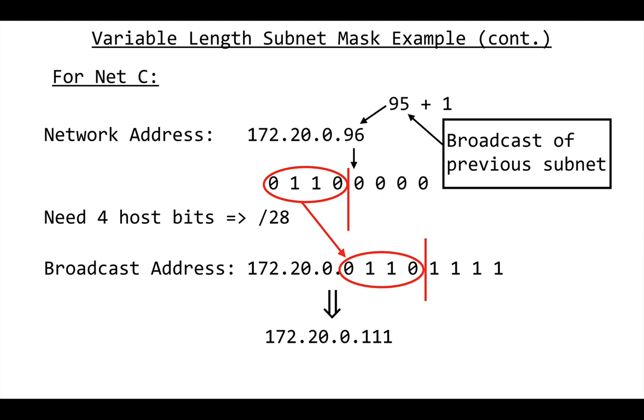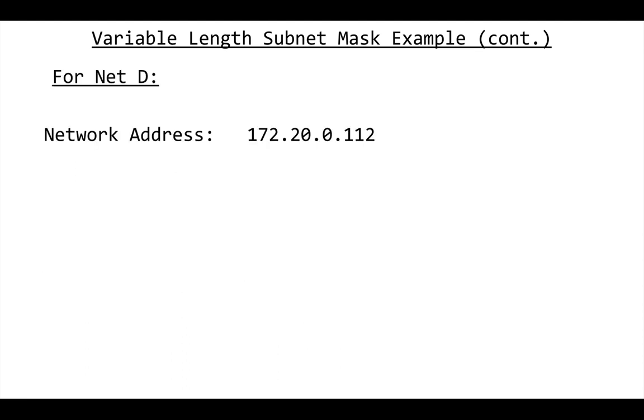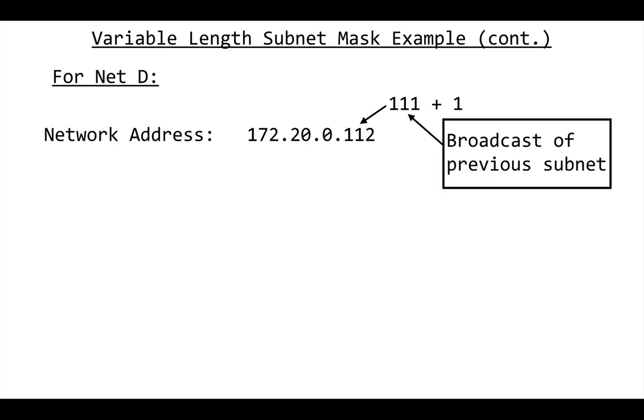172.20.0.111. And finally, for network D, the network address is .112, because the broadcast for the previous subnet was 111, we add 1 to that, and we're going to get the 112.